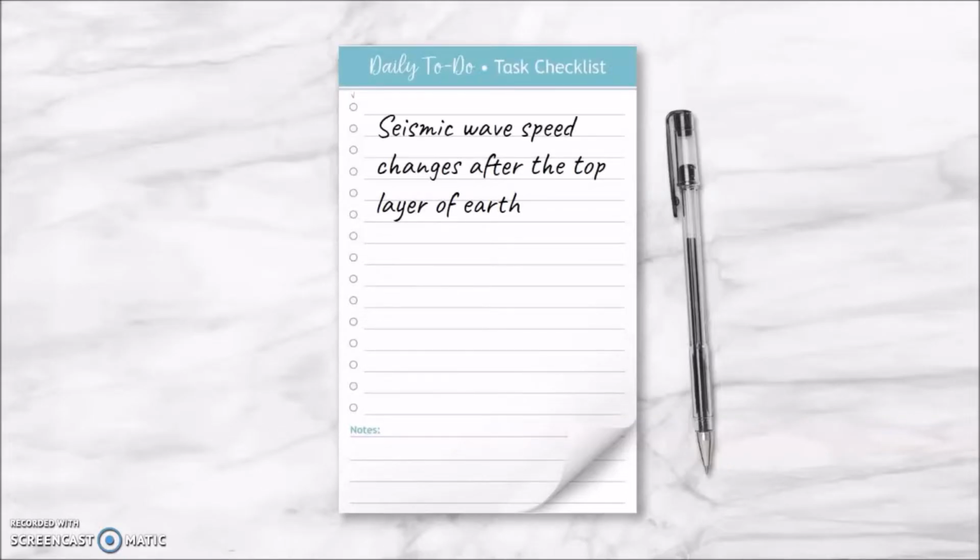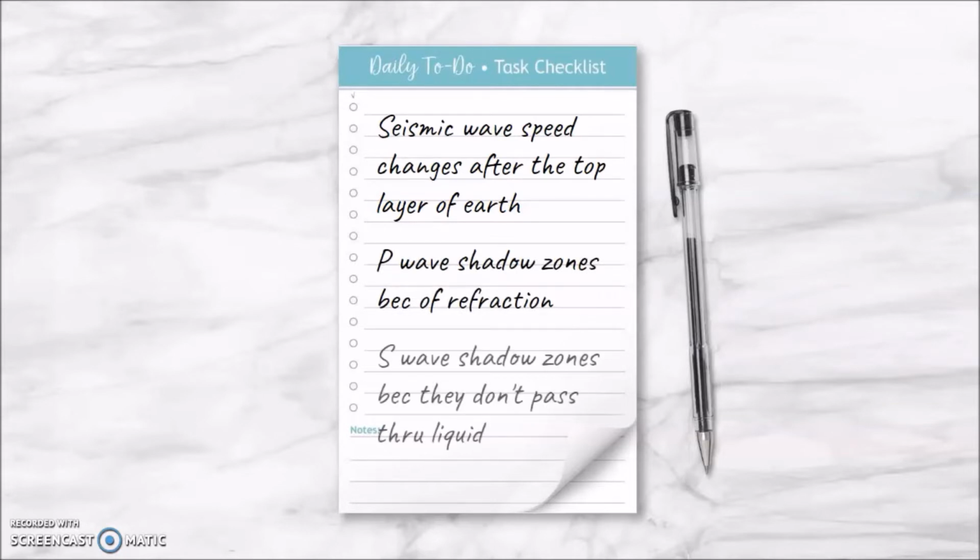First, that the speed of a seismic wave is going to change after it passes through the top layer of Earth. Second, the shadow zones from the P waves because of the refraction, and the shadow zones of the S waves because they don't pass through liquid. This observation led to the idea that Earth has different layers with different densities, and the seismic waves are going to act differently in different densities.